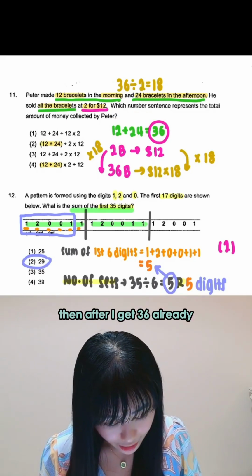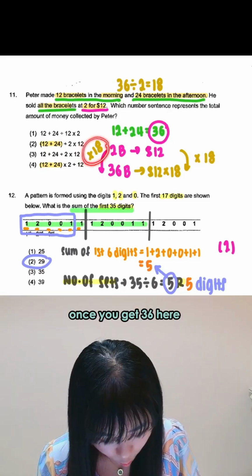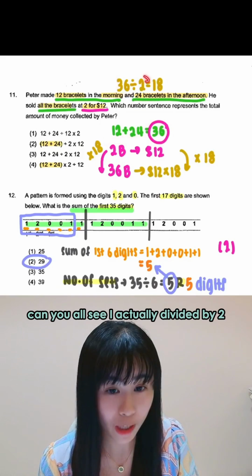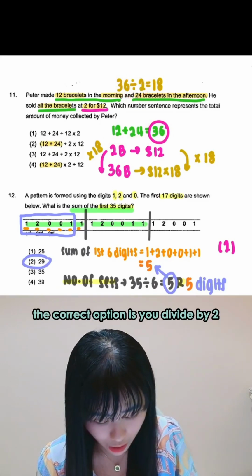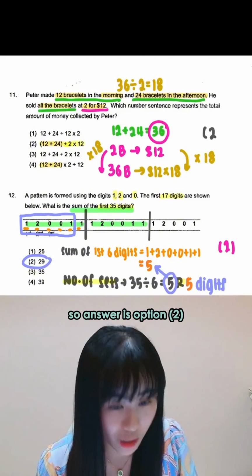Then, after I get 36 already, I need to get the 18, right? Once you get 36 here, how do you get the 18? Can you see I actually divided by 2? So actually, the correct option is you divide by 2, then you times 12. So the answer is option number 2.